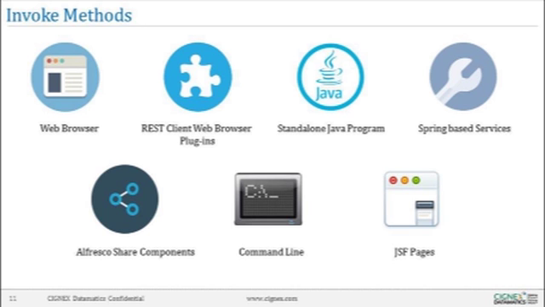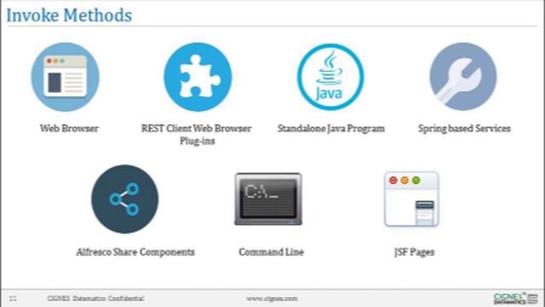Now, there may be some scenarios wherein you want to execute your web script from a standalone Java program. In that case, you can use the HTTP client APIs, and using them, you can invoke the web script from your standalone Java programs. If you have a Spring-based application and from your Spring-based services you want to consume the web script, then you can leverage the REST template, and using that, you can access the web script.